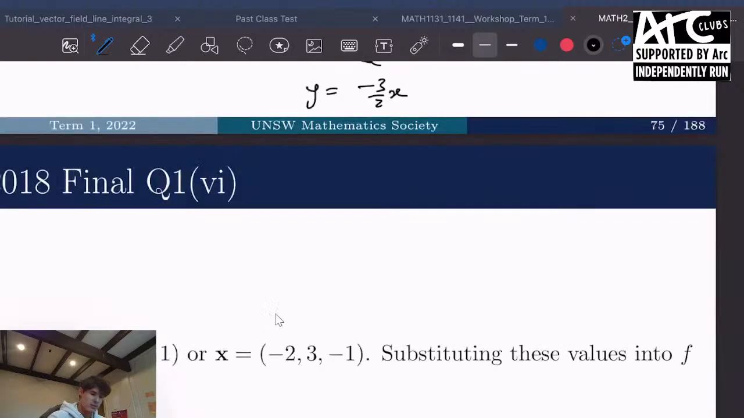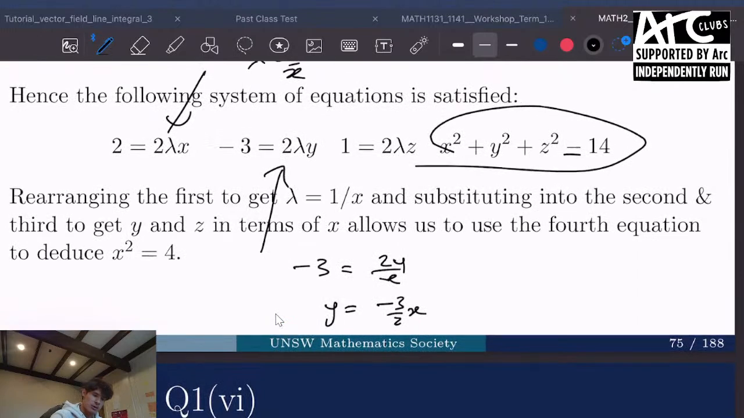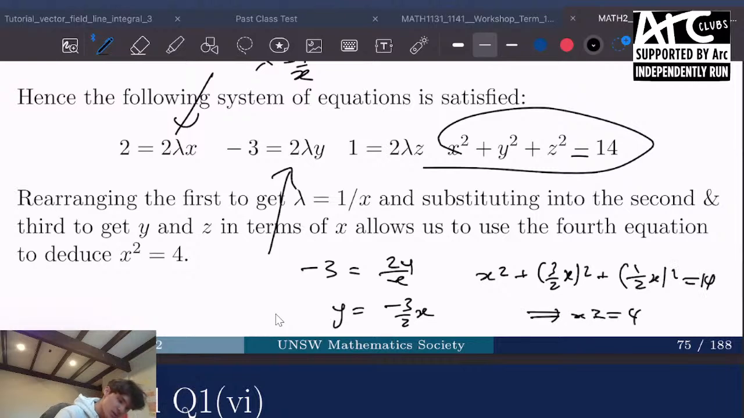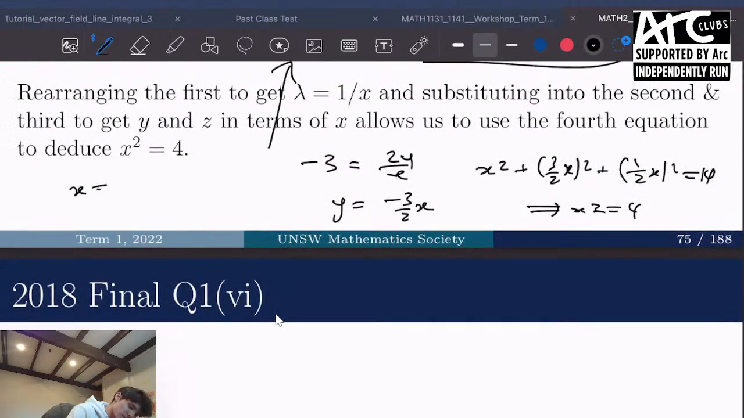Then we can find the value of x. If we sub it in, we get x squared plus 3 on 2 x squared plus 1/2 x squared equals 14. That gives us x squared equals 4, so we get 2 possible values for x: x equals 2 or x equals -2.